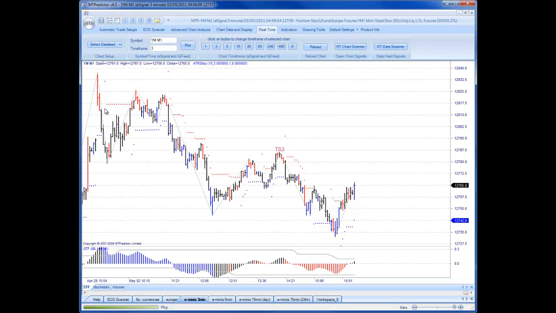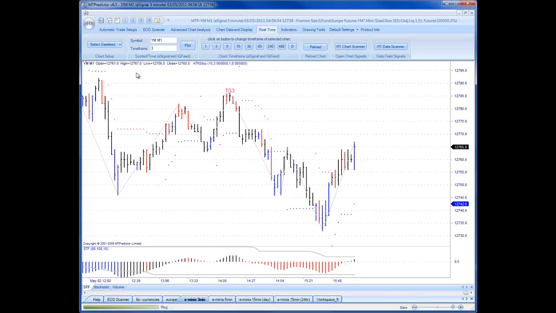You can see it was a relatively quiet day early on, but then we had this lovely TS3 sell arrive here on that bar at 14:18, so 18 minutes past 2. As you can see, the STF here was black, so it was a flat trend according to MTPredictor, so a valid trade setup for everybody to take.